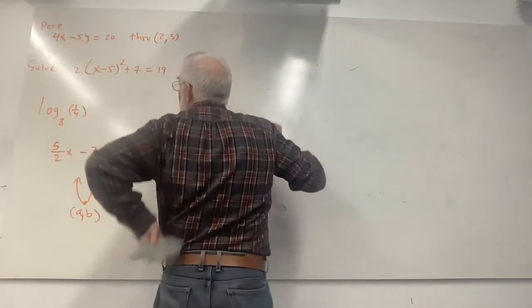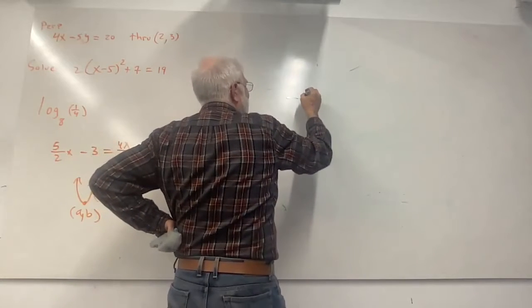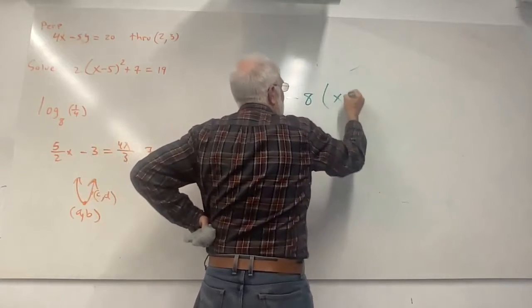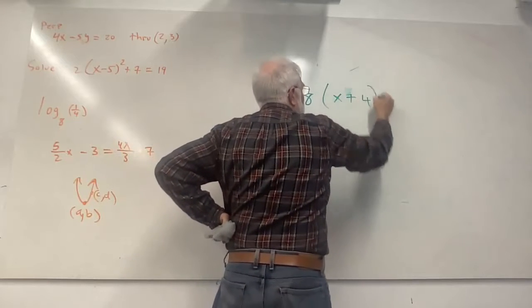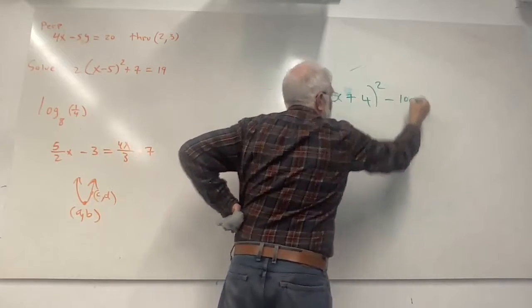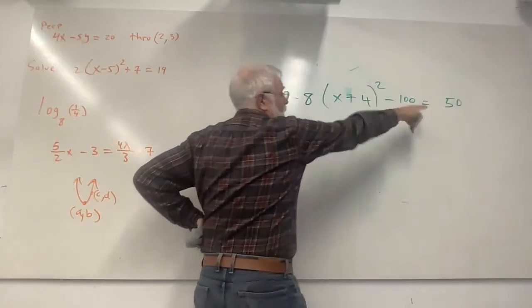Who knows? So let's see, let's just do a minus. Now let's do minus 8 times (x plus 4) squared minus 100 equals 50. What are you going to do? You're going to add 100.